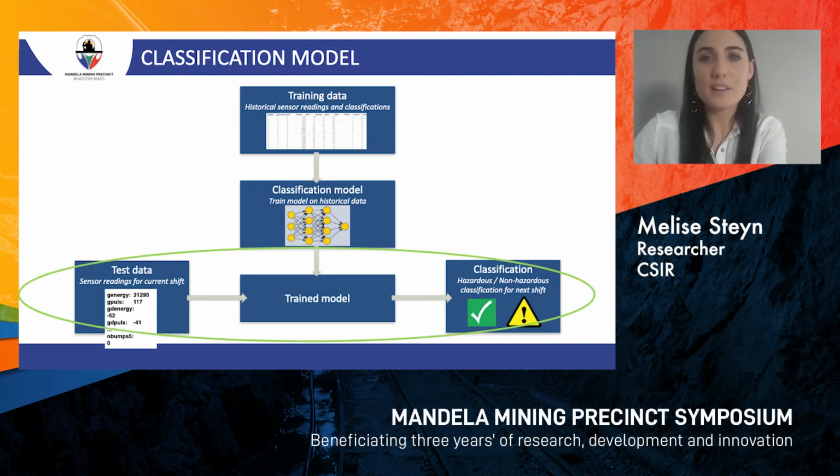Now that we've trained our model on the seismic bumps data set, we can now use this trained model in the mine. So the current shift's energy, pulse, seismic bump readings, all of these measurements which the model has never seen up to this point can now be fed to the model, and then the model will predict whether the next shift contains a hazardous or a non-hazardous event.